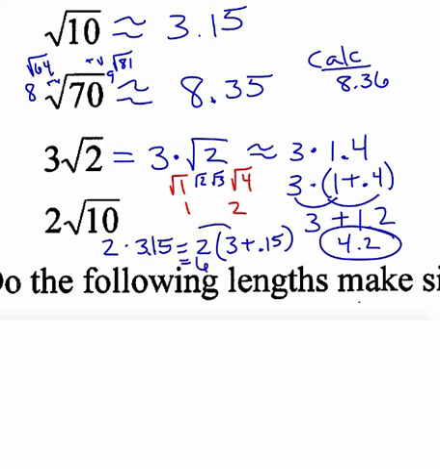Because then I can think of it as 2 times 3 is 6, and 2 times 0.15 is 0.30, because 2 times 15 is 30, with 2 decimal places is 0.30. So I'm taking 6 plus 0.30, which is 6.3. And that's how we're going to approximate these square roots. Do some as practice, and then look at the next video and how we use those to determine acute, right, and obtuse triangles.